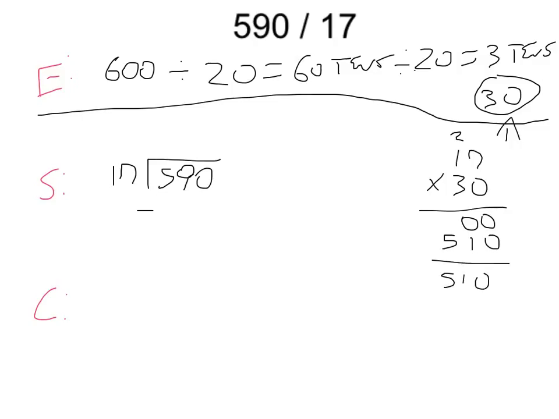Now, here's the thing. We said we had 30 groups there. Now look at how big our remainder is. 590 minus 510 is 80. Now can we get more groups of 17 out of 80? You bet we absolutely can, because 80 is pretty big. Now exactly how many groups, I don't know.